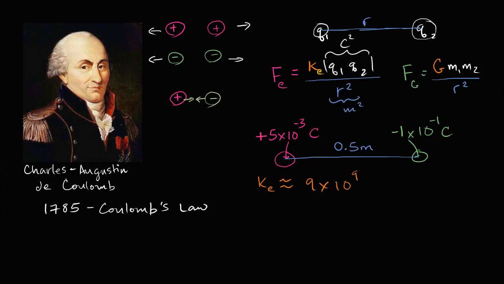And so the units here are actually newtons, and then meters squared, and that cancels out with the meter squared in the denominator. Newton meter squared over Coulomb squared. So these meter squared will cancel with those, and the Coulomb squared in the denominator will cancel with those, and you'll be just left with newtons.